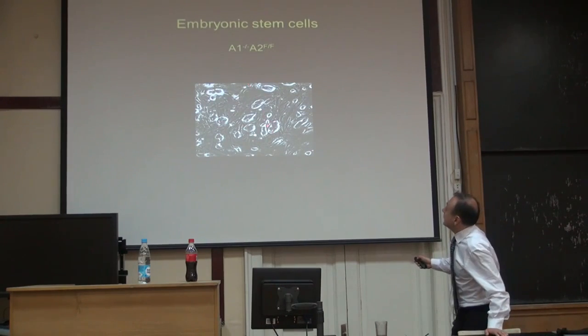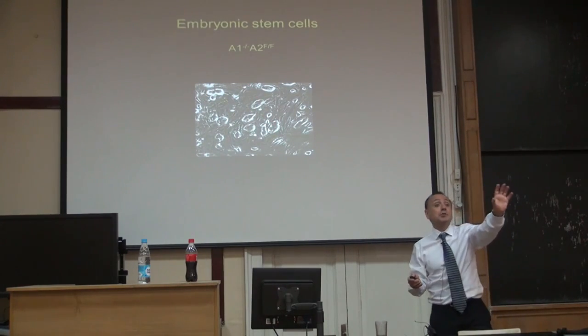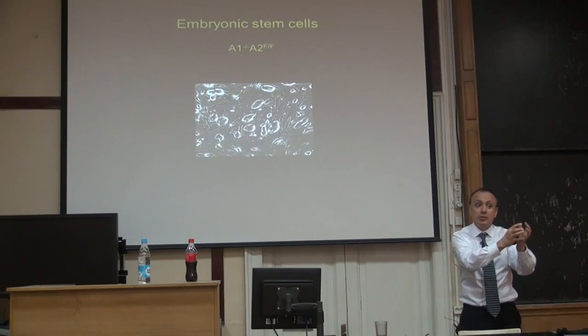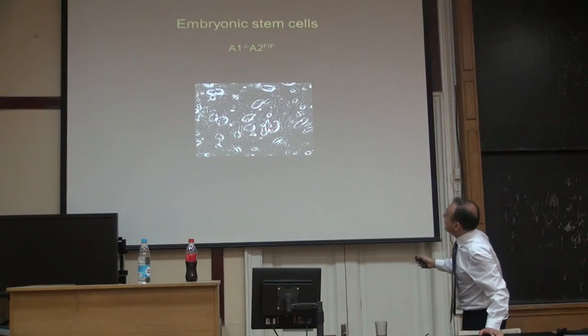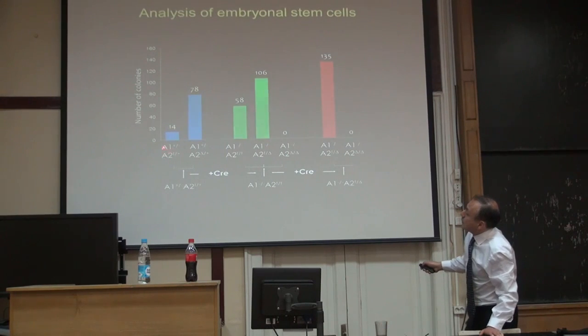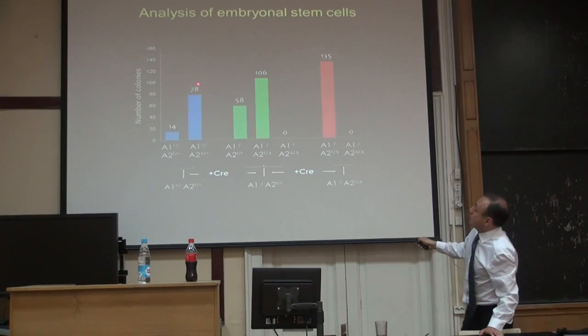Another stem cell kind is embryonic stem cells. These are the cells that we use to make mice from. I mentioned to you that we can make a mouse from a single embryonic stem cell, and when we grow them, this is actually the colony of these cells. So now we are going to put Cre and see what happens. In the first experiment, we have control experiment A1 plus/minus, A2 flox/plus. We put Cre, and either the Cre is not going to work and we get back the same genotype, or Cre is going to work and is going to delete. It works most of the time.